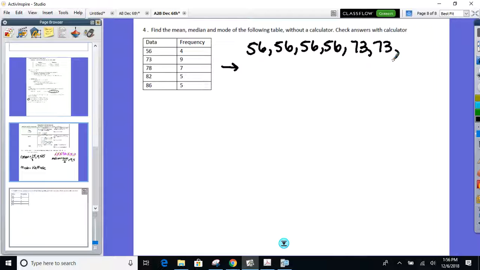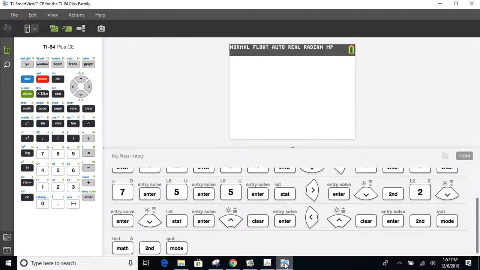The calculator does it all for you. You can put this table right into here and say, hey, can you find the mean and median for me? It will do everything for you. Are you ready? First, where do I go to put this chart in? Everyone, you have a stat button on your calculator, don't you? Short for statistics. You have a stat button.